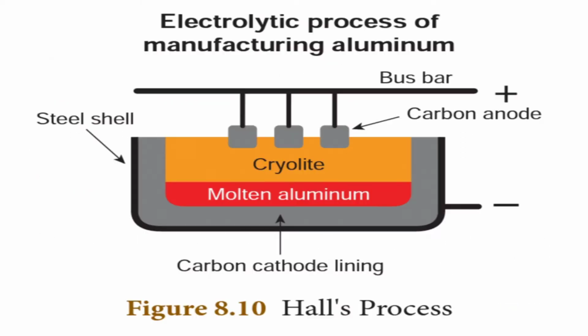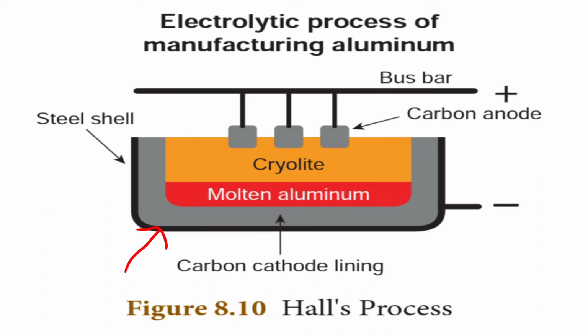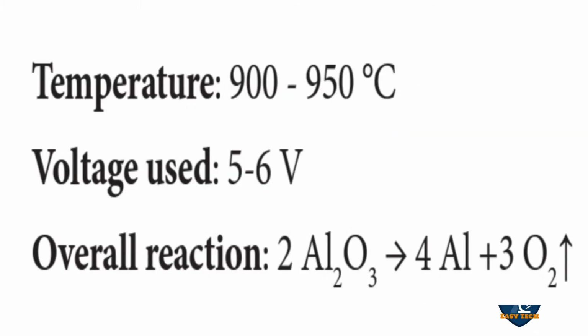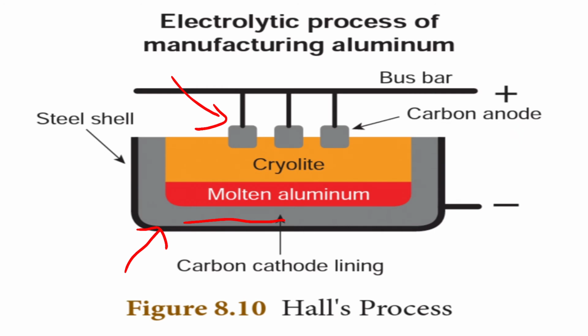So first, this is a tank, and this is the cathode, where the tank is lined with graphite. And this is the bar which contains graphite rods in bunches; the graphite rods are seen in the anode.